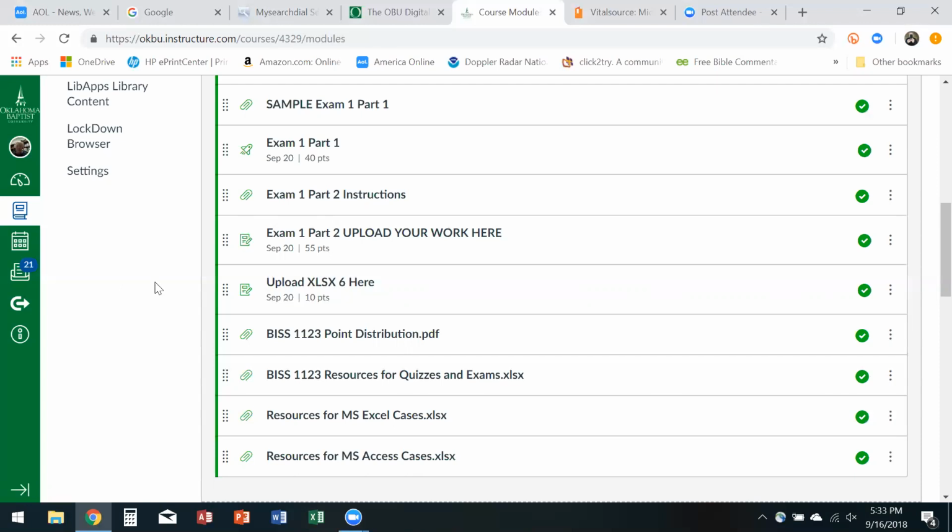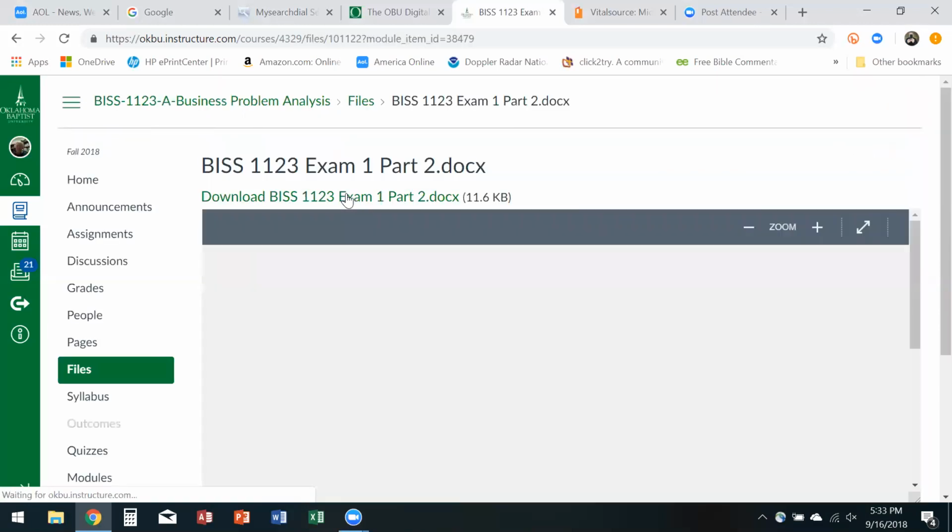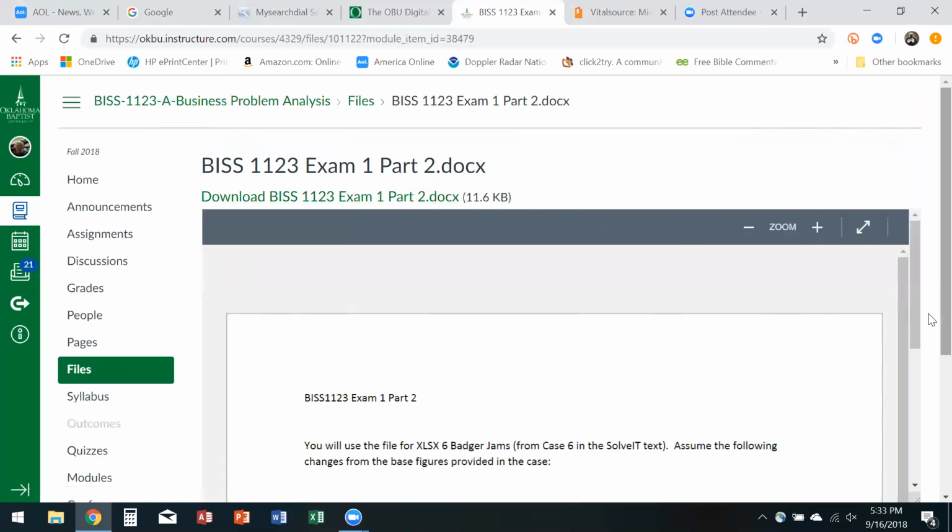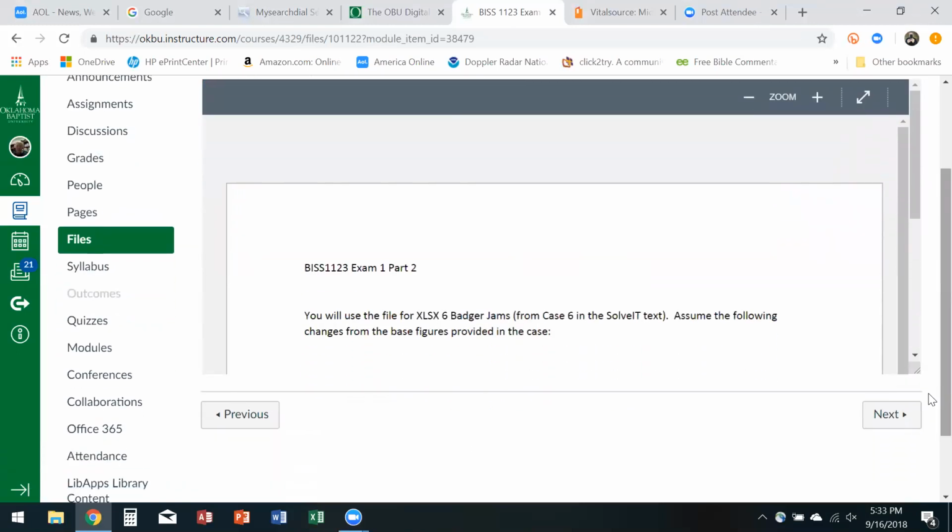Well, let's look at this, and here are the instructions for exam 1, part 2. This is the hands-on part. And this will render up pretty fast, so I don't see any big deal. First of all, you're going to use the file for the XLS Badger Jams.